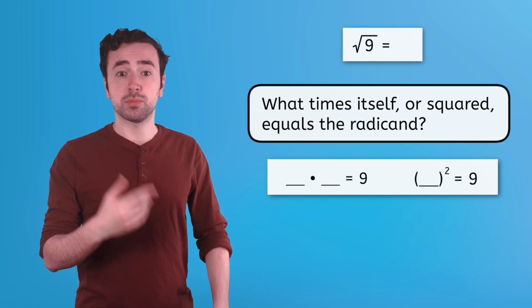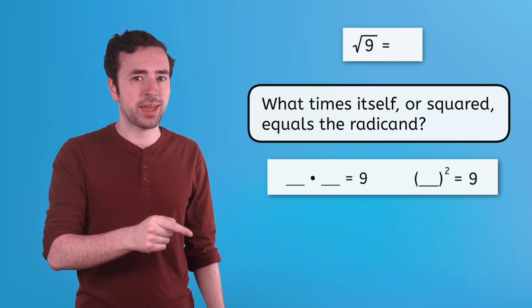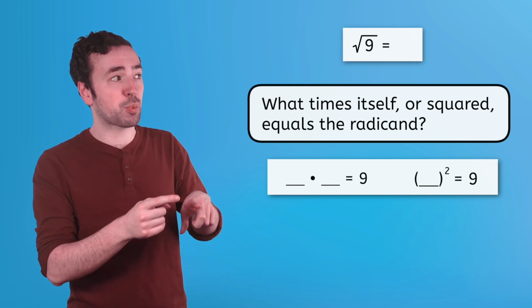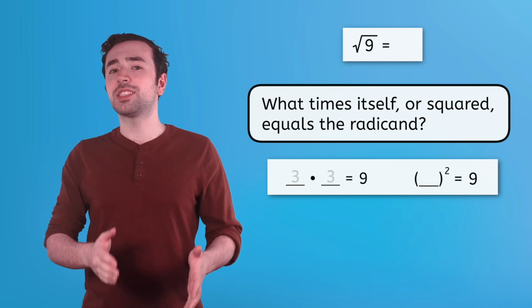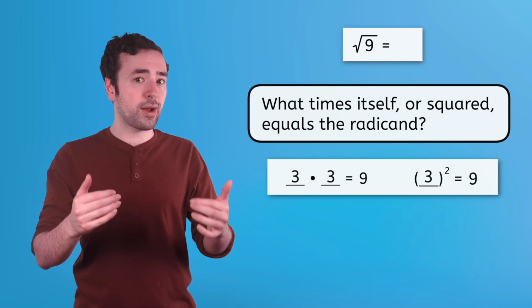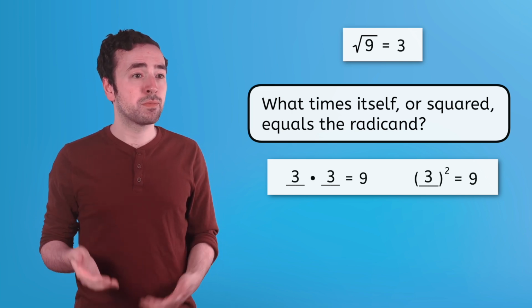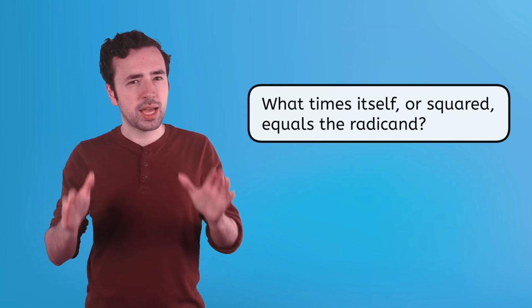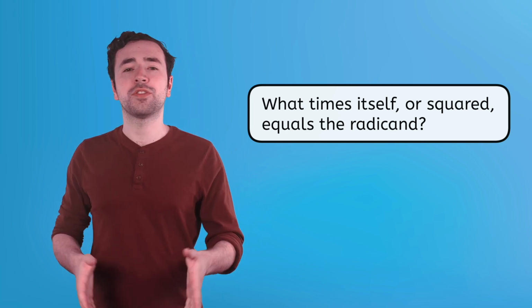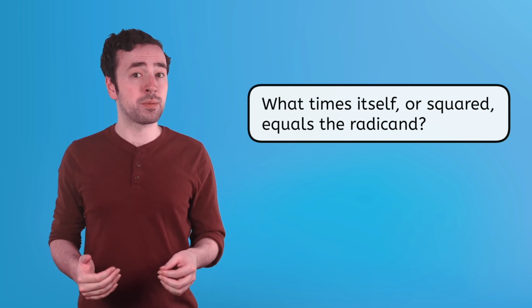When we took the square root of a number, like the square root of 9, we had to ask ourselves what number times itself, or squared, equals the radicand. Remember, the radicand is the expression under the radical. Since 3 times 3, or 3 squared, equals 9, we know the square root of 9 is 3. So I wonder, can we ask the same question to find the square root of a variable?